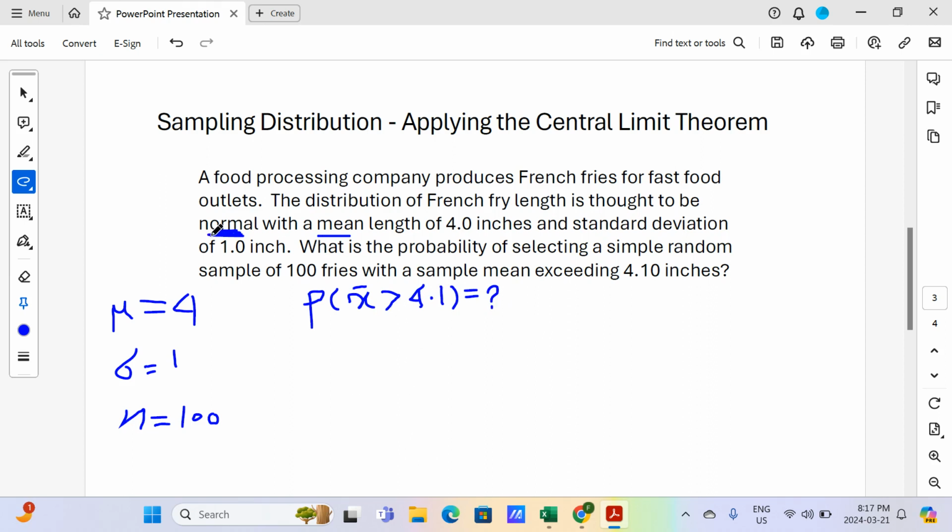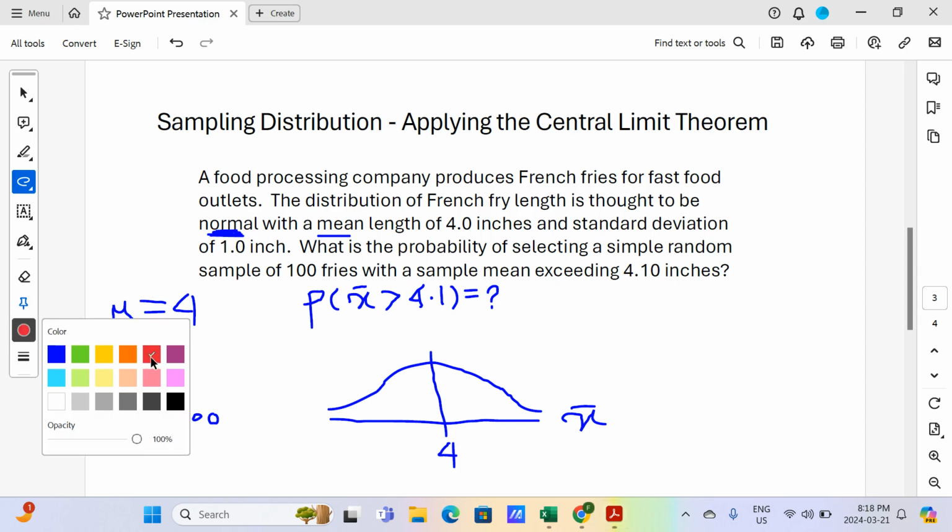So because the population is normal, based on the central limit theorem, the distribution of x bar also is normal. So I have a bell shape for x bar. Look at here, we have x bar is approximately a normal distribution. How much is its mean? The mean of x bar is exactly equal to the population mean based on the central limit theorem. Okay, so in the middle I have 4. I'm looking for this probability.